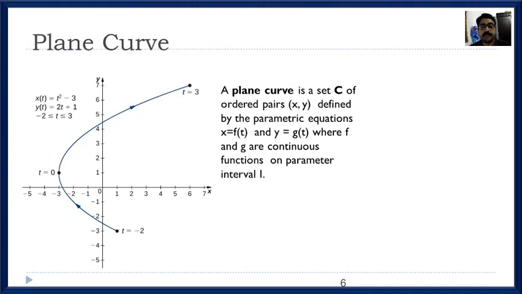Now, what is actually a plane curve? Now we are in a position to define what is a plane curve. A plane curve is nothing but a set of points in the plane. It should have certain properties. Points (x, y), where x and y are nothing but some functions of t, like x is equal to f(t), y equal to g(t), which are continuous functions on the parameter interval I. So a plane curve is a set C of ordered pairs (x, y) defined by the parametric equations x equal to f(t), y equal to g(t), where f and g are continuous functions defined on an interval called the parameter interval. For each t, you get different points. So it can be considered as the path traced by a moving object.